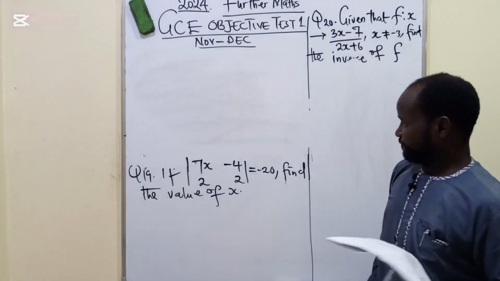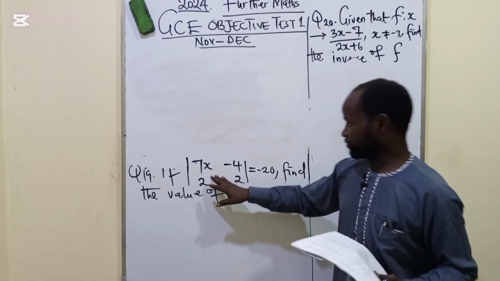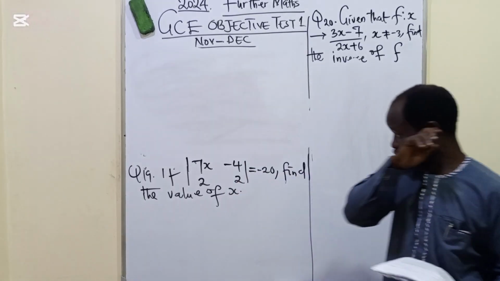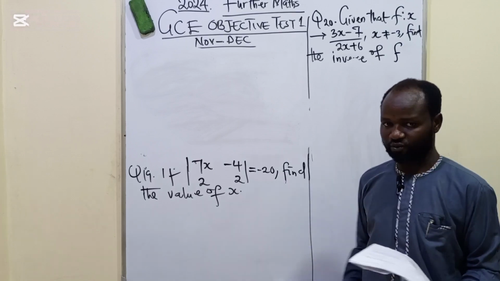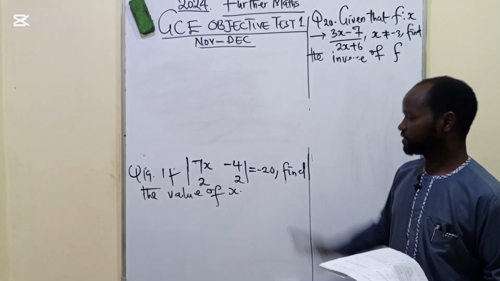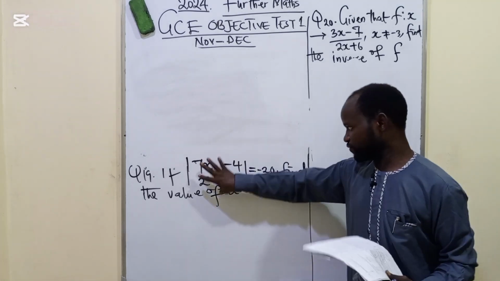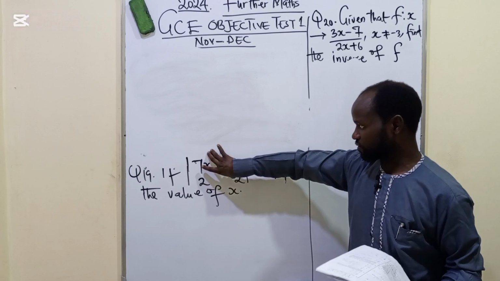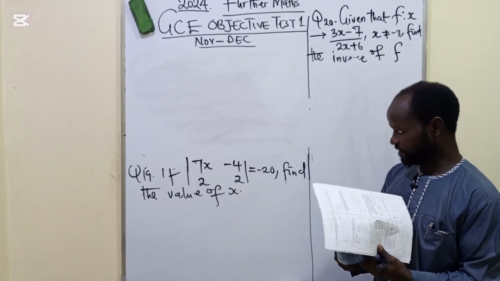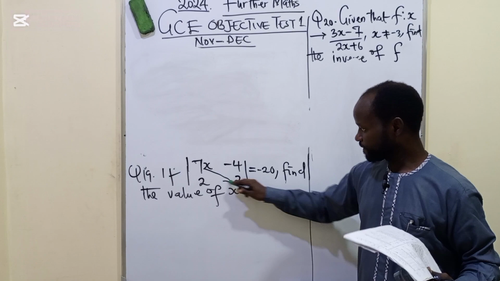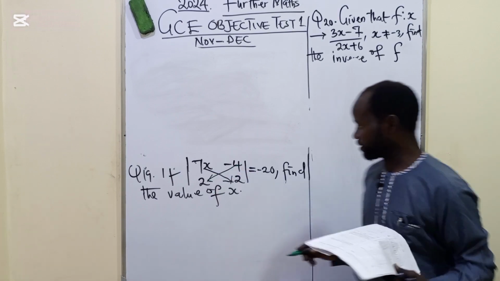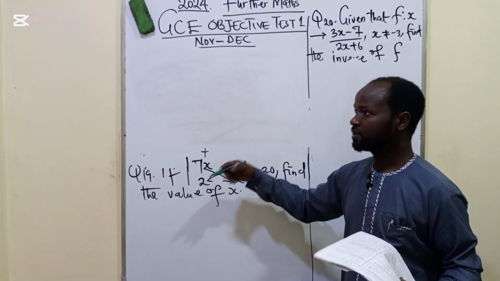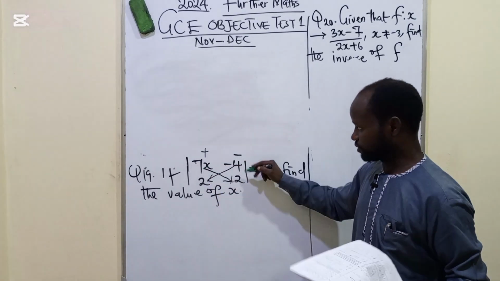Question 19 reads: we have a 2 by 2 matrix giving us 7x, minus 4, then 2, and the determinant equals minus 20. We are asked to find the value of x. This is from matrices and determinants. It means the determinant of this 2 by 2 matrix is minus 20. So to find the value of x, we first find the determinant and equate it to minus 20. Very simple: leading diagonal, then minus the other diagonal. Here is positive because the entry here is even, then here is negative because the entry here is odd.